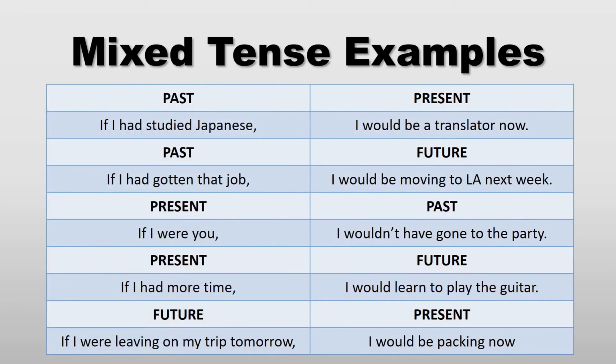Past and present would be, if I had studied Japanese, I would be a translator now. Past and future. If I had gotten that job, I would be moving to LA next week. Present and past. If I were you, I wouldn't have gone to the party. Present and future. If I had more time, I would learn to play the guitar. Future, present. If I were leaving on my trip, I would be packing now.